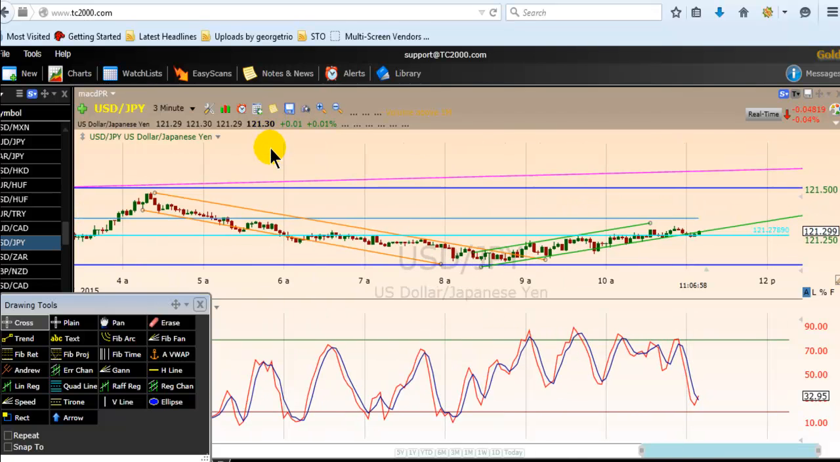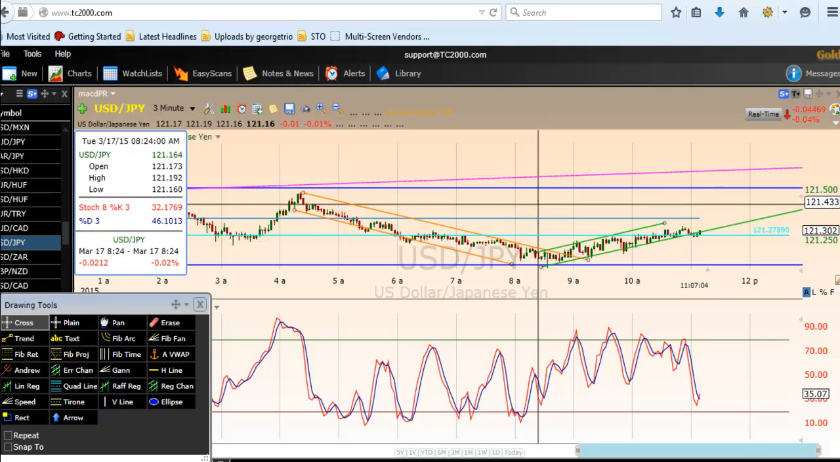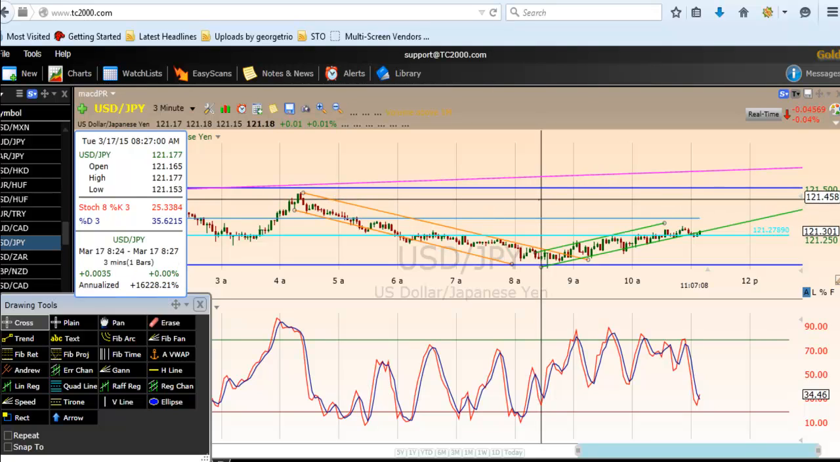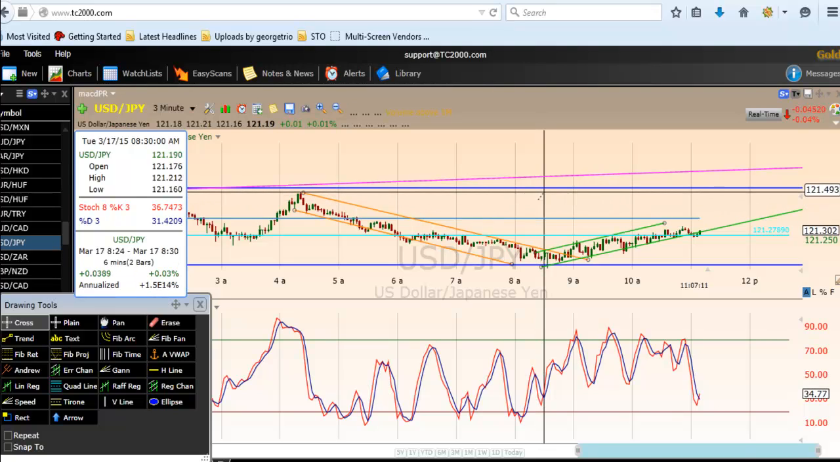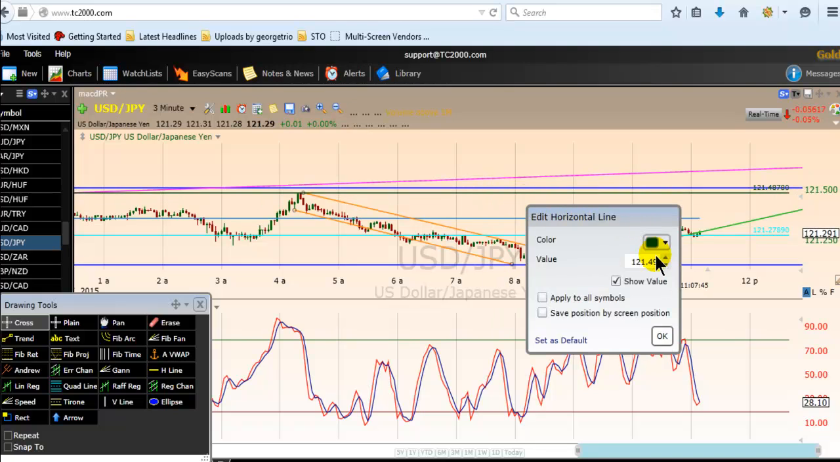And now I'm going to set my stop loss. I will use 22 pips for this trade. 22 pips. Placing my stop loss at 121.49, right on top of this resistance here on a 3-minute chart. Okay, so this is my stop loss. I'm going to put it there. I'll color it red, 22 pips. All right. One second, please.